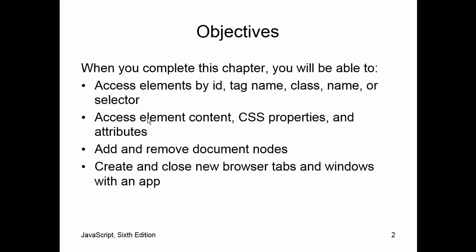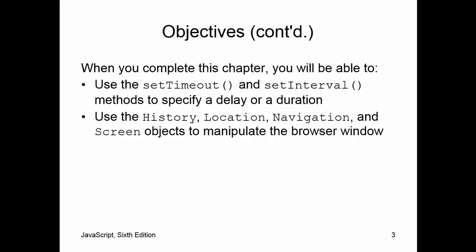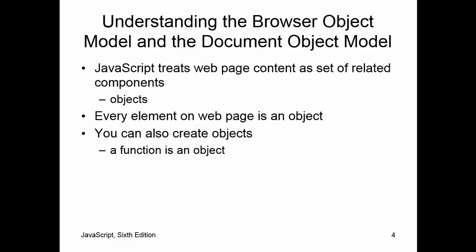Our objectives: we want to be able to access elements by ID, tag name, class, name, or selector; access element content, CSS properties and attributes; add and remove document nodes; create and close new browser tabs and windows within an app; use the setTimeout and setInterval methods to specify or delay a duration; and use the history, location, navigation, and screen objects to manipulate the browser window.